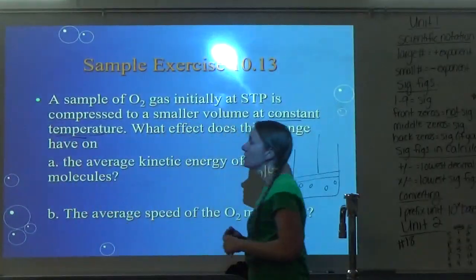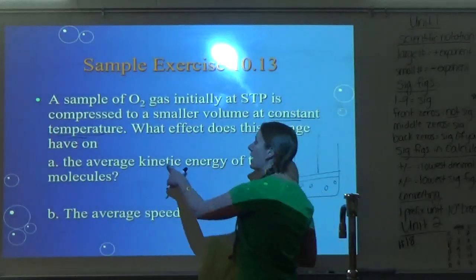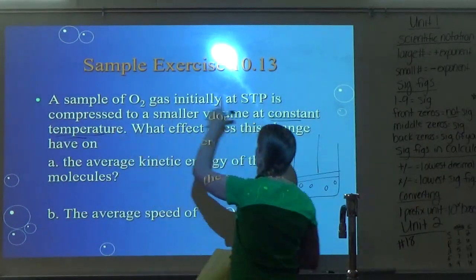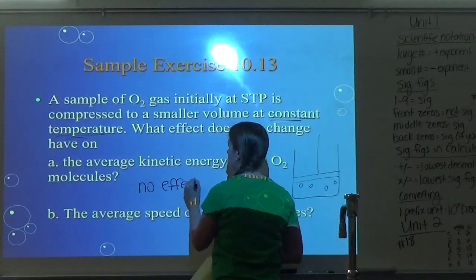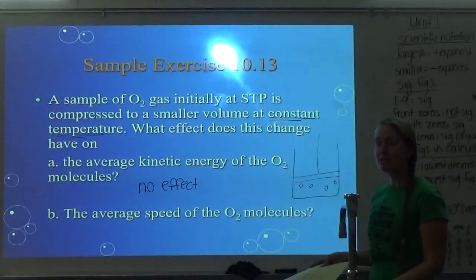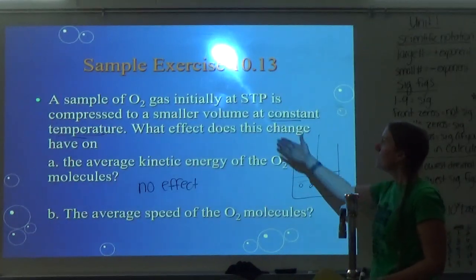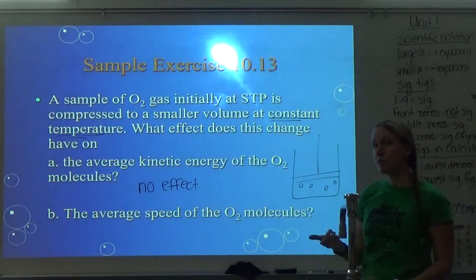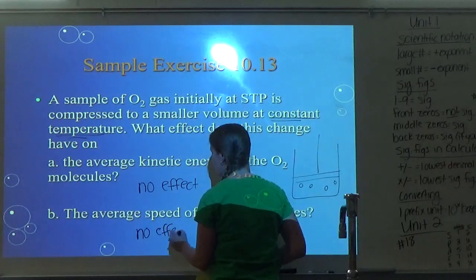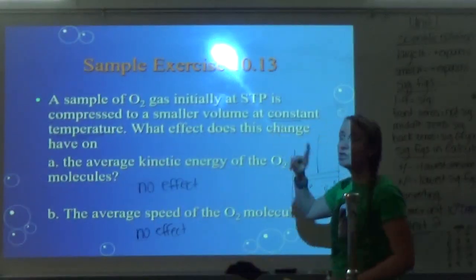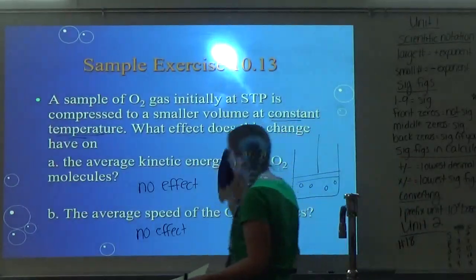That's important. So part A, it says what effect does it have on the average kinetic energy? Well, average kinetic energy is the measure of temperature. Temperature is constant, so there's no effect. The average kinetic energy is going to remain the same. Next, it says the average speed of the O2 molecules. Well, again, we didn't change temperature. Temperature is what affects the speed of the molecules, so there's no effect on that either because it's the same temperature. Sometimes you've got to look for little key words that you might think are not important but are incredibly important.